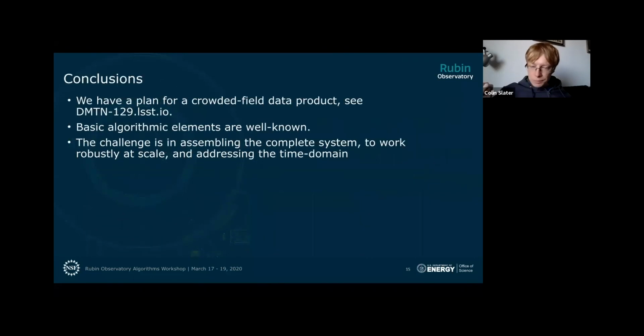So I'll just summarize that we have a plan for a crowded field data product. It's written up at the link that you see there. The algorithmic elements are well known and well understood and prototyped. And the challenge is really assembling a complete system that works robustly at LSST scale and really extracts all the information from the time domain as well. So I'll conclude there. Thanks.